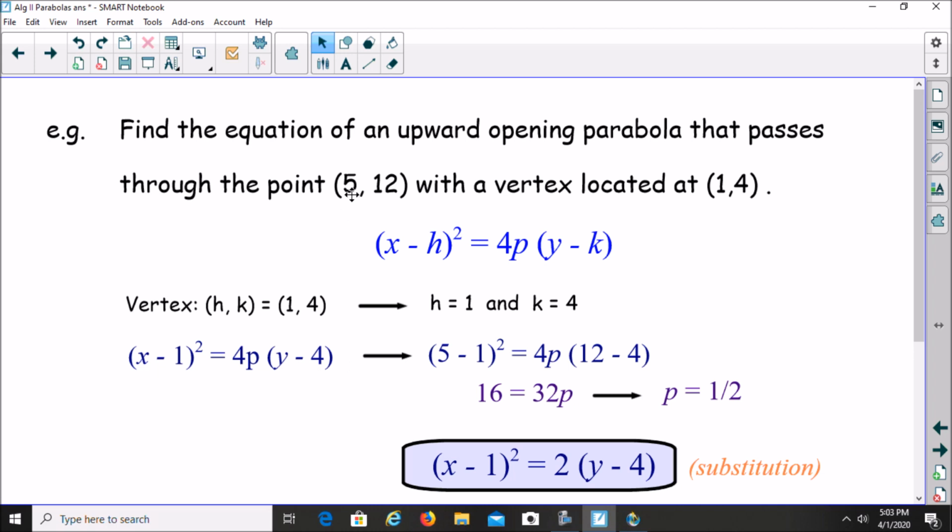We temporarily substitute in the point. 5 goes in for x, 12 goes in for y. We know that that will result in a balanced equation. 5 minus 1 quantity squared is 16. 4p times 12 minus 4 is 32p. If we divide each side by 32, p equals a half. Now we're all set to write the equation of the parabola. X minus 1 quantity squared equals 4p, 4 times a half would be 2, times quantity y minus k, or y minus 4.